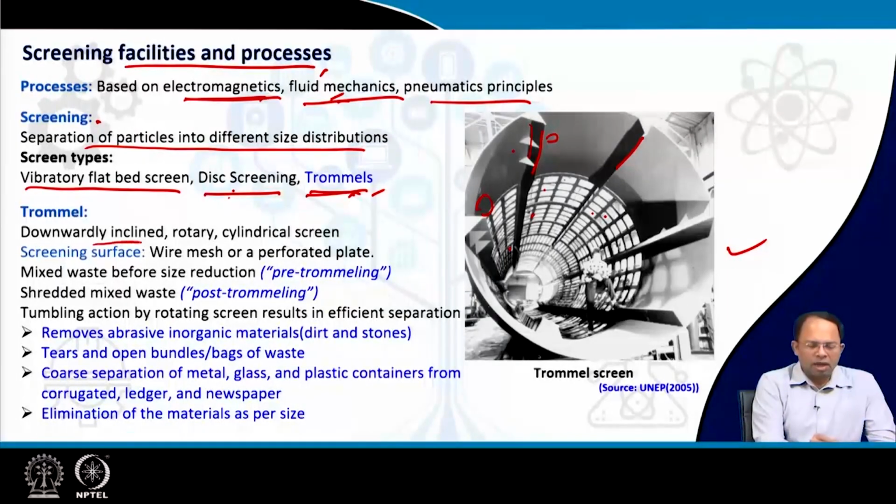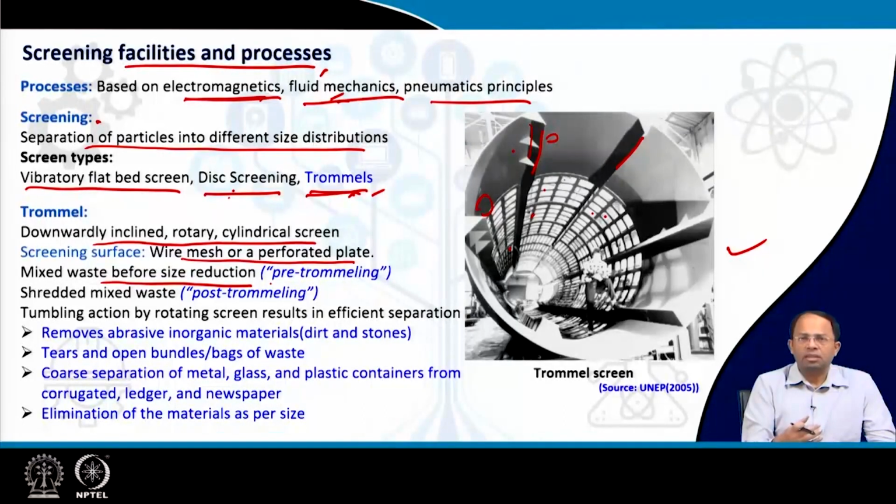So it's a downwardly inclined rotary cylindrical screen. We use wire mesh or a perforated plate as the screening surface. So this could be a perforated plate or a wire mesh. For mixed waste, before we reduce the size of mixed waste for further processing downstream, we can do pre-trommeling, or after the waste is shredded, there we can also use trommel to segregate it further, which is called post-trommeling, right? So that means we can do trommeling even before we shred the waste into smaller sizes.